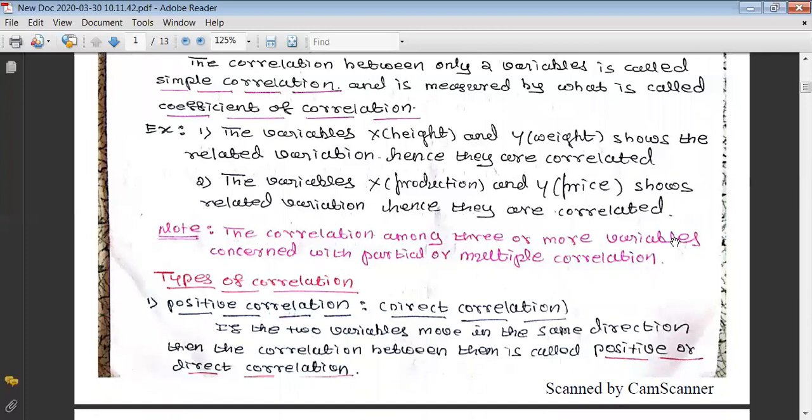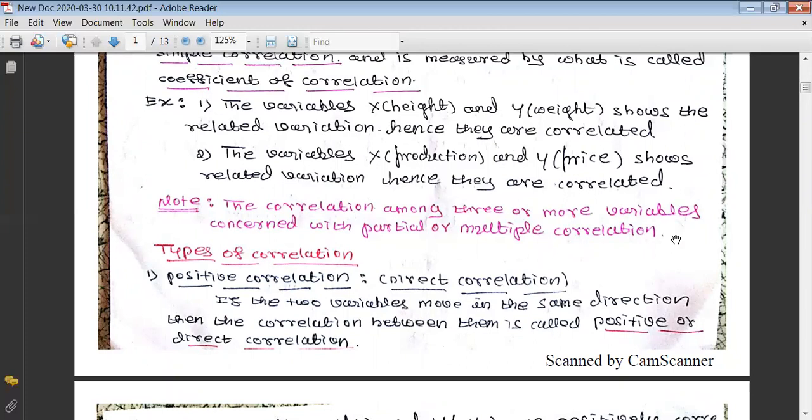And many times, not only two variables, we come across more than two variables under consideration. For example, if you take the market field, in which so many variables act and interact. Production is one variable, price is one more, demand is one more, supply is one more, money circulation is one more, export is one more, import is one more. Like that, we observe many variables in the market field.